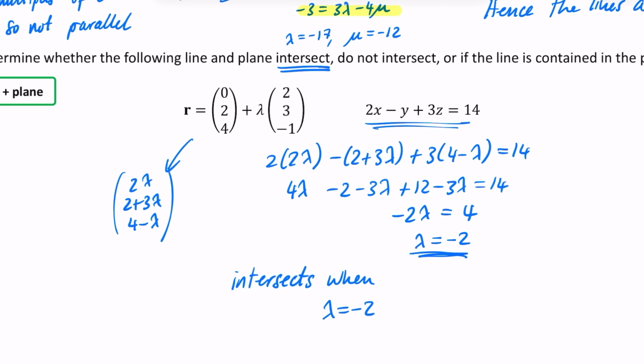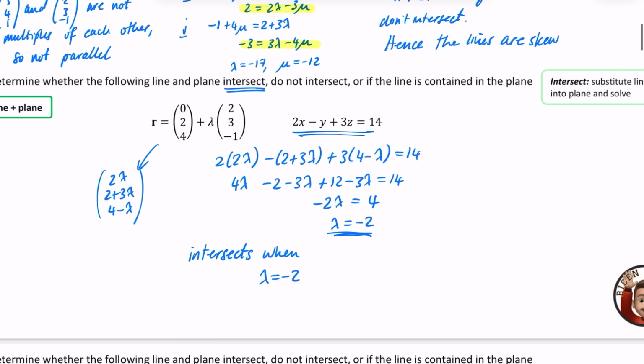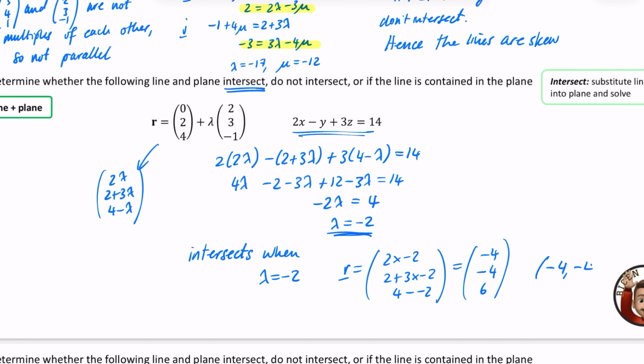Now, they haven't asked for the coordinate, but I can give the coordinate, okay? If I just say that lambda is -2 and I substitute it in here, I can say that that will happen at 2 times -2, 2 plus 3 times -2, and 4 minus -2. In other words, -4, 2 minus 6, which is -4, and 4 plus 2, which is 6. Or as a coordinate, they are intersecting at -4, -4, 6.